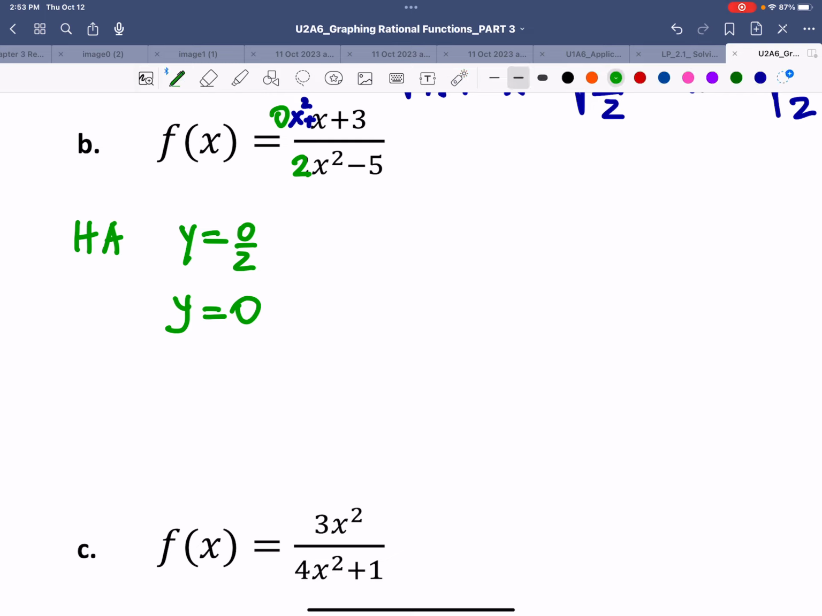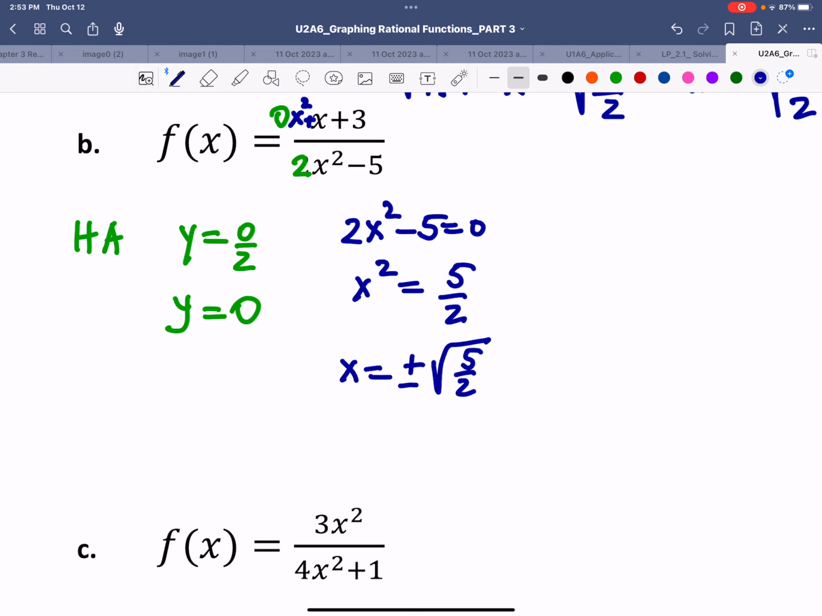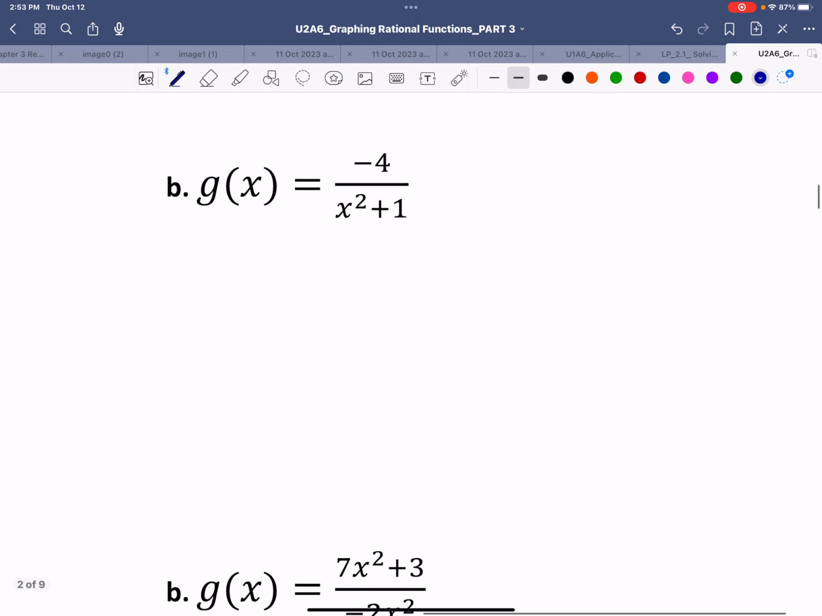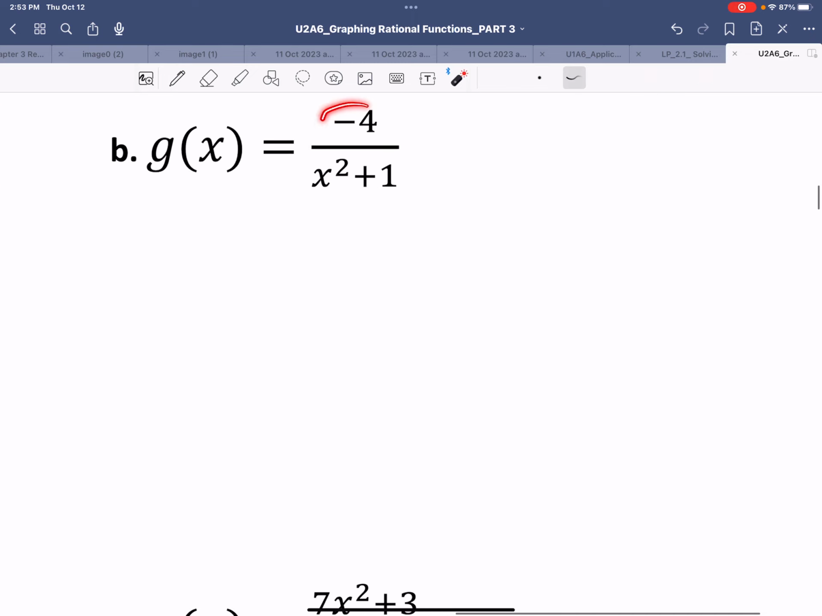So the next thing we want to find is the vertical asymptote. So 2x squared minus 5 equals 0. That makes x squared equal to 5 over 2, and x equals plus or minus root of 5 over 2. So we have two vertical asymptotes. One is at x equals root 5 over 2, and the second asymptote is at negative root of 5 over 2. Next example.